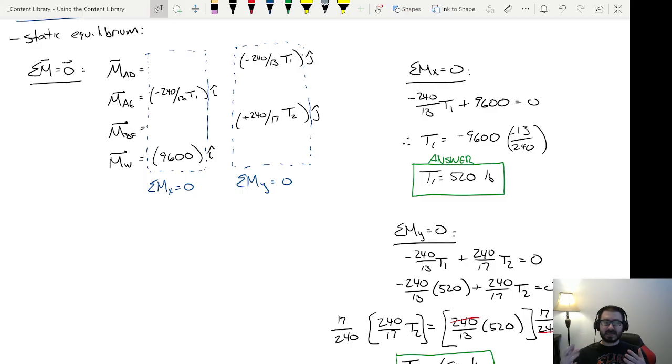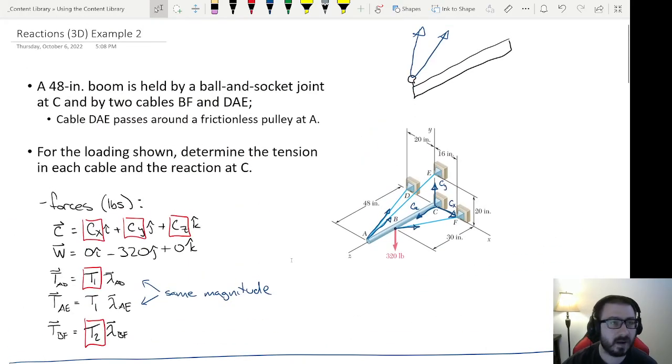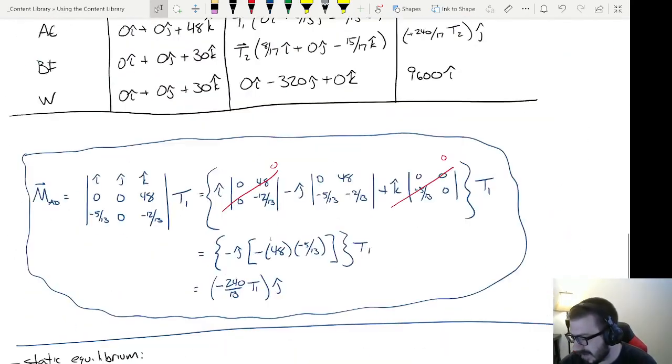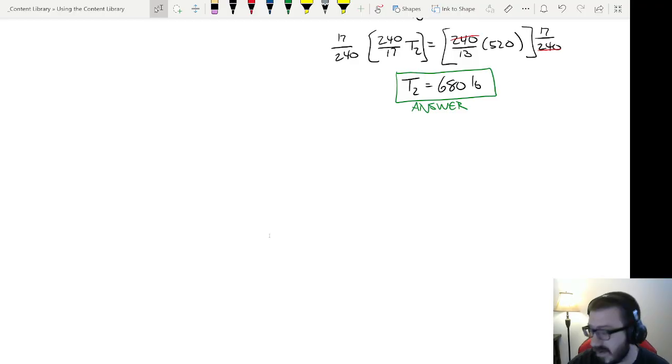Now, if this was an exam problem and the only thing that you were asked for was the tension in the two cables, you're done. But in this problem, if we go back to the very beginning, not only were we asked for the tension in each cable, but we were also asked for the reaction at C. Remember, we've got those unknowns at C we have to handle. And fortunately, that's really easy because now the only thing we have left to do is to just sum the forces. And what we'll find is that in order to solve for the unknowns, it's very, very simple.